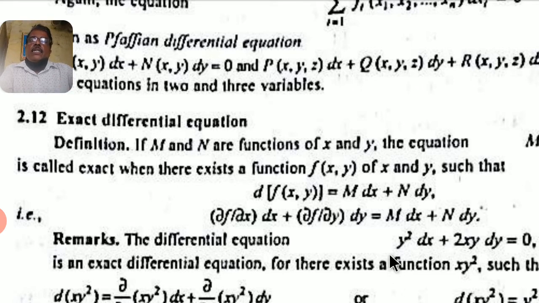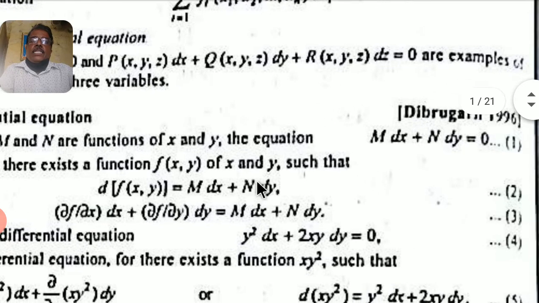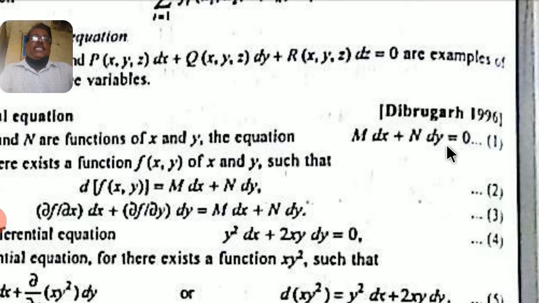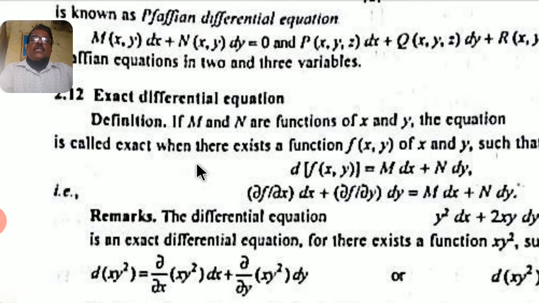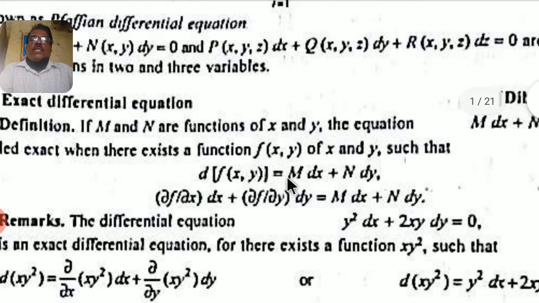exact differential equation. So here we define this as: if M and N are functions of x and y, then the equation M dx plus N dy is equal to 0 is called exact when there exists a function f of x and y such that d of f of x, y is equal to M dx plus N dy.